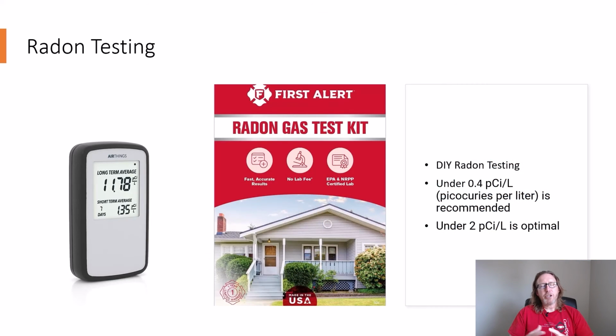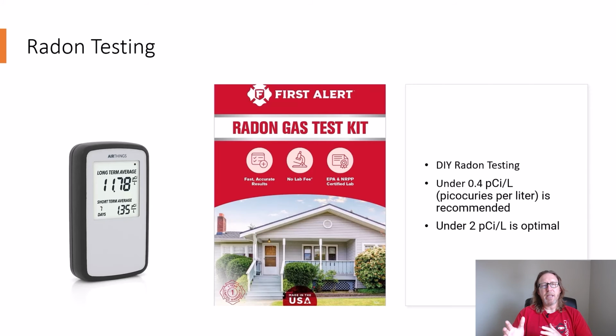If you are interested in doing radon testing, there are some great radon DIY test kits available. These are a couple that I've found over the years. The Air Things product seems to do very well. It's got great reviews. I'm going to put some links down below to these radon testing meters, but they are great for DIY testing. Remember, anything under 4 picocuries is recommended. If it's 4, it's considered too much. It has to be under 4 in order to be okay.